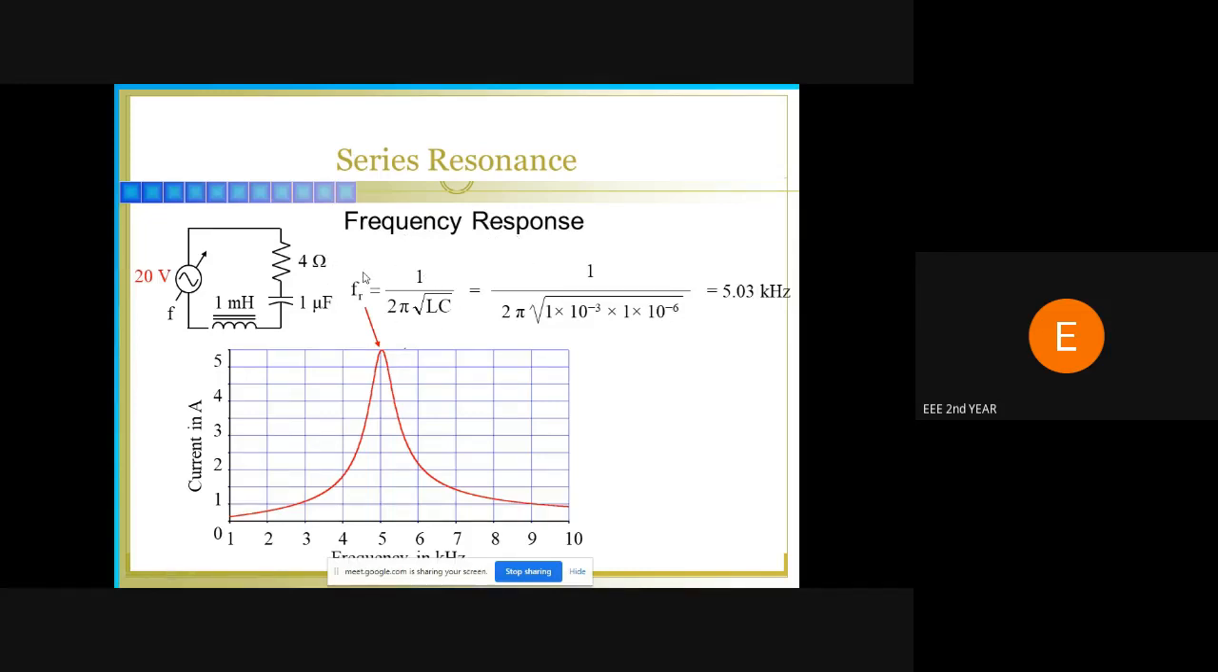Frequency response is nothing but the resonant frequency. We already determined the resonant frequency: FR is equal to 1 divided by 2 pi root of LC, which is equal to 1 divided by 2 pi root of 1 into 10 power minus 3 into 1 into 10 power minus 6. When you calculate this, we get the frequency as 5.03 kilohertz. From this, we plot the graph between the current and frequency. The current value is 5 ampere, and at 5 ampere we get the peak at 5.03 kilohertz. So we are plotting the graph.